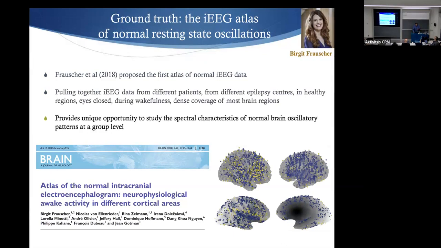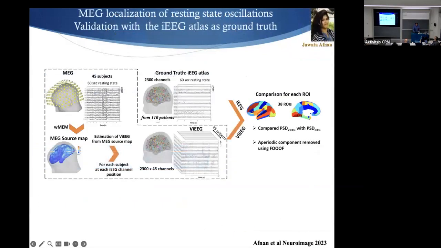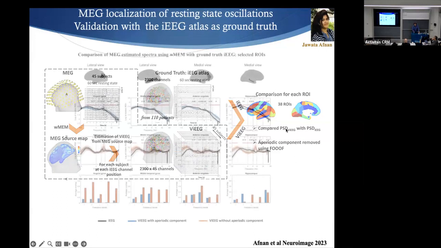So this is the coverage. What Jawata has been doing, so you have the data from the atlas, 110 patients, 2,300 channels, 60 seconds of resting state. This is our ground truth. And then we took MEG data from 45 subjects, applied wavelet MEM in different frequency bands, and then projected those data into this SEEG space using the method I showed you before. I applied the SEEG forward problem as in the Neurology paper. And then we can compare the overlap there.